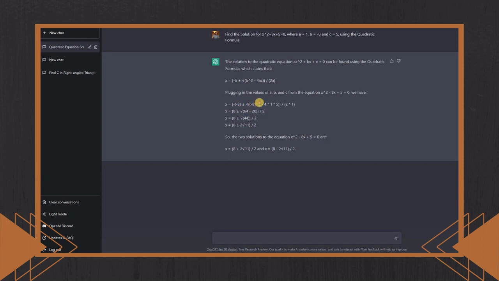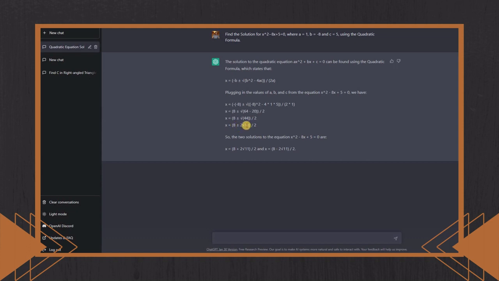Plus or minus the square root of minus 8 squared, which would be 64. So that's minus 8 times minus 8, positive 64, minus 4 times 5, which is 20, all upon 2. Then in this line, 8 plus or minus the square root of 64 minus 20, which would be 44, all upon 2. And then down here you'd have the square root of 11: 8 plus or minus 2 times the square root of 11.